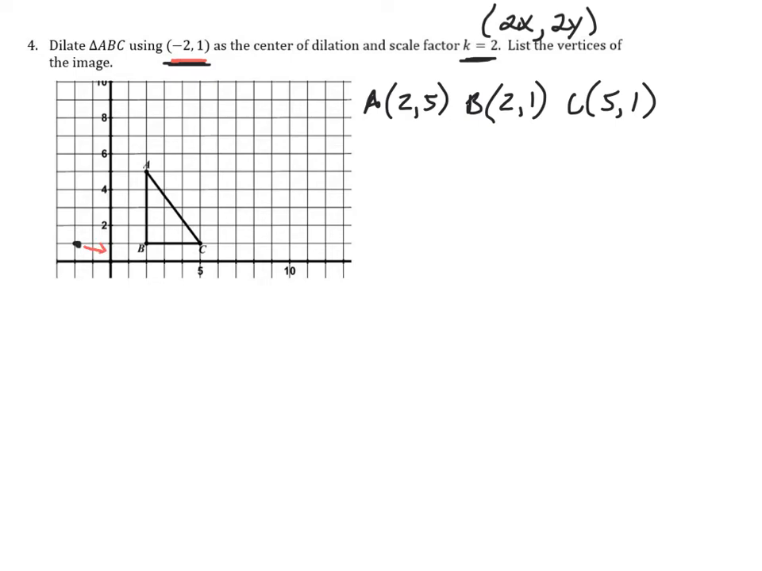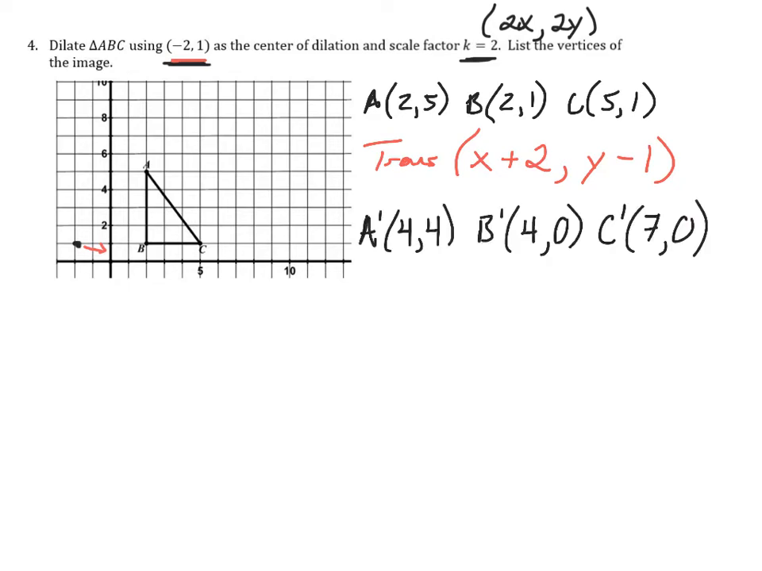So it's going to be a very similar process to what we did when we did rotations that were not around the origin. So first thing I want to do is translate it. My rule is going to be x plus 2, because I want to go 2 units to the right, and y minus 1, because I want to go 1 unit down. So now I want to come up with my first set of new points. Now I have A, B, and C after the translation: A prime, B prime, and C prime.